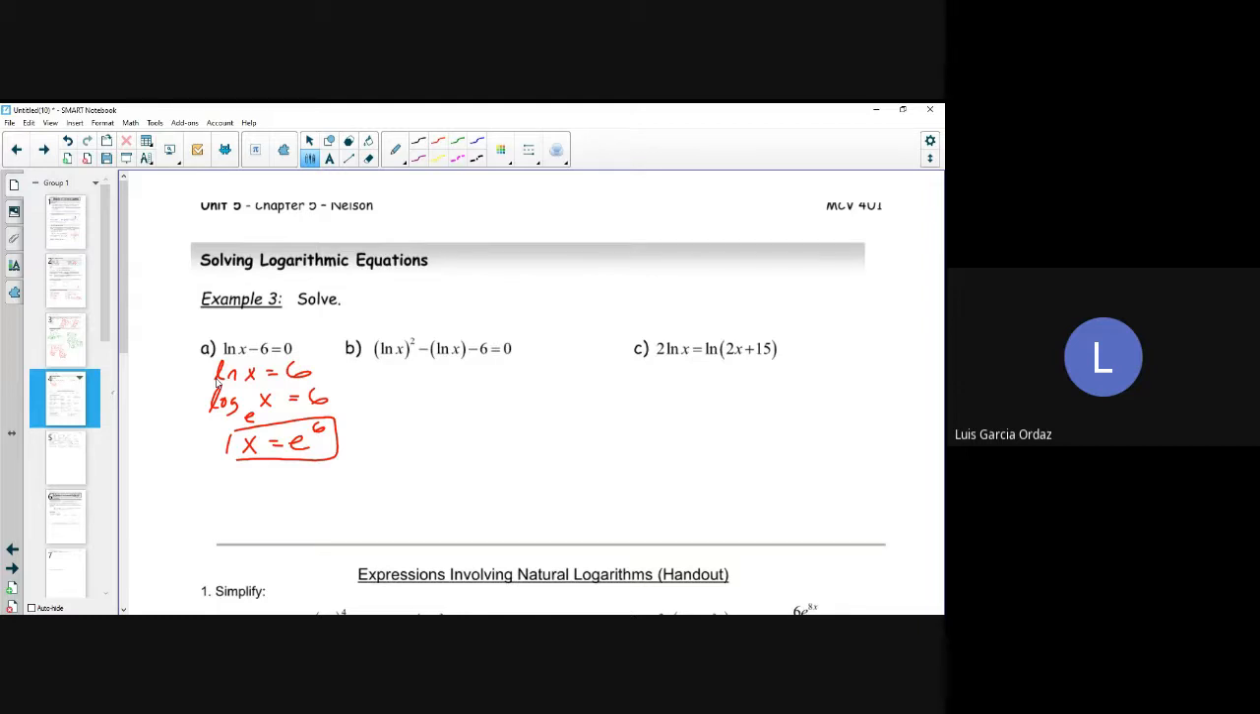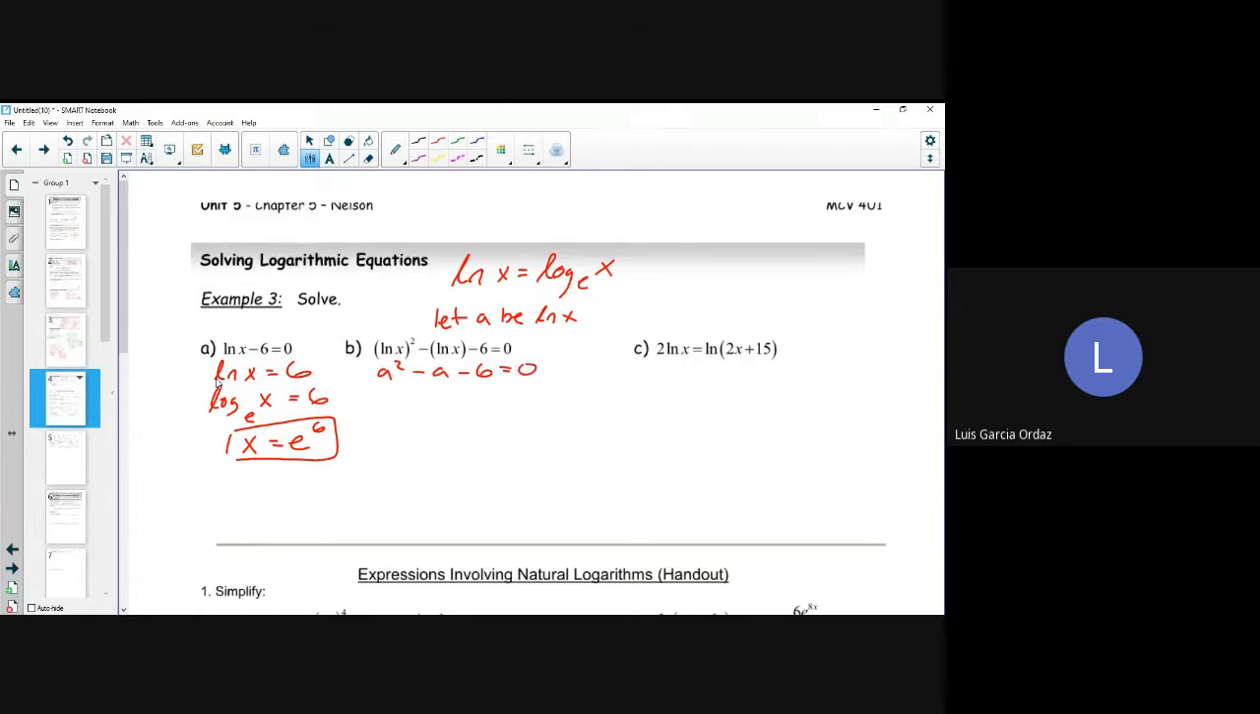Remember, ln of x can be written as log of e to the x. So don't forget that. That is part of one of the definitions in the second page, I believe. And then the next one we have ln x squared minus ln x minus 6 is equal to 0. So let's use a let statement to make our life easier. Let a be ln x. So I get a squared minus a minus 6 is equal to 0.